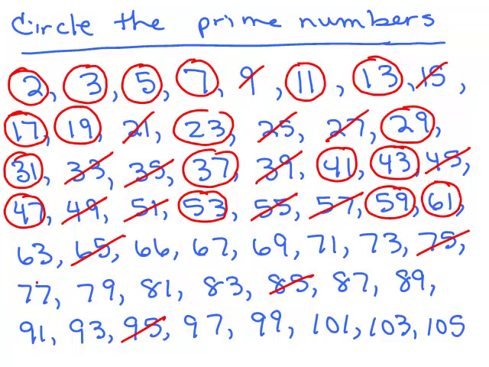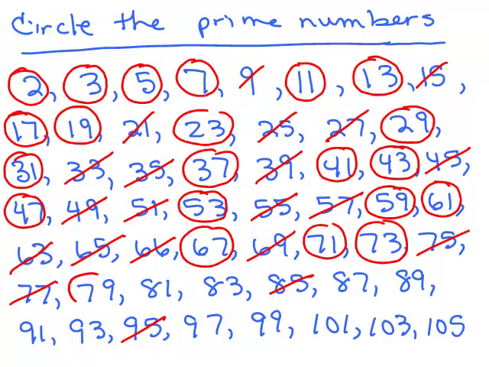Okay, hope you did it on your own first. Here we are, 63. 3 goes into that, so cross it off. 66, 3 goes into that. 67 is prime. 69, 3 goes into that. 71 is prime. 73 is prime. 77, 7 goes into 77, so cross it off. 79 is prime. 81, 3 goes into it. Or if you know another number goes into it, like most of you probably realize that's 9 times 9. That's another reason. It's got a factor besides 1 and 81. 83 is prime. What about 87? Add the digits, you get 15, so not prime, because 3 goes into 15.